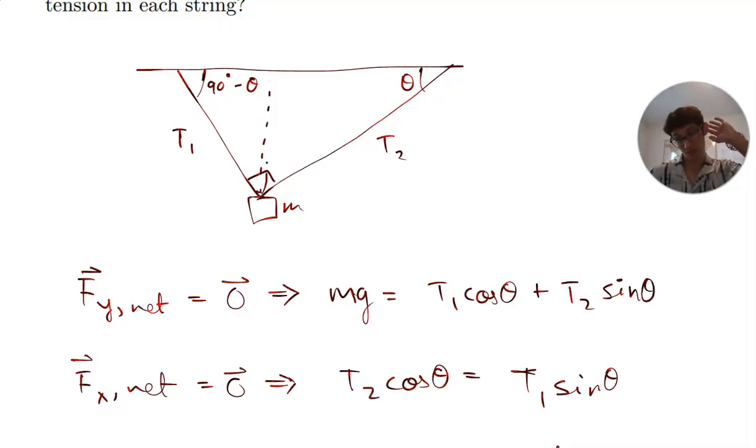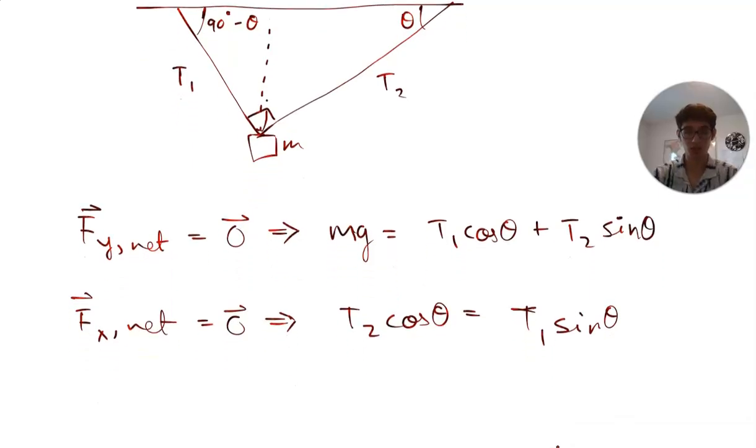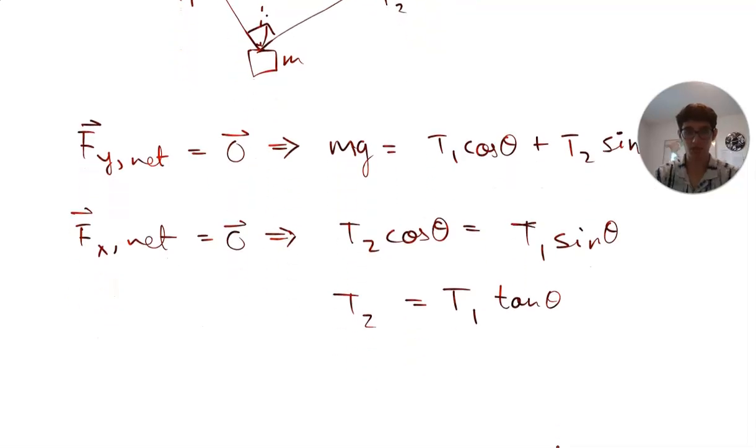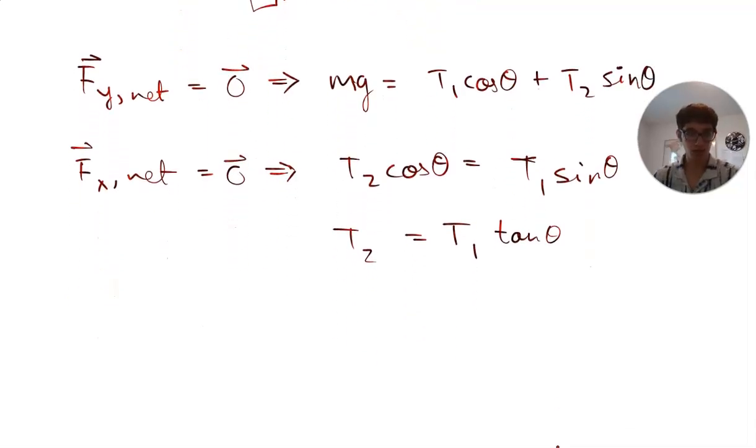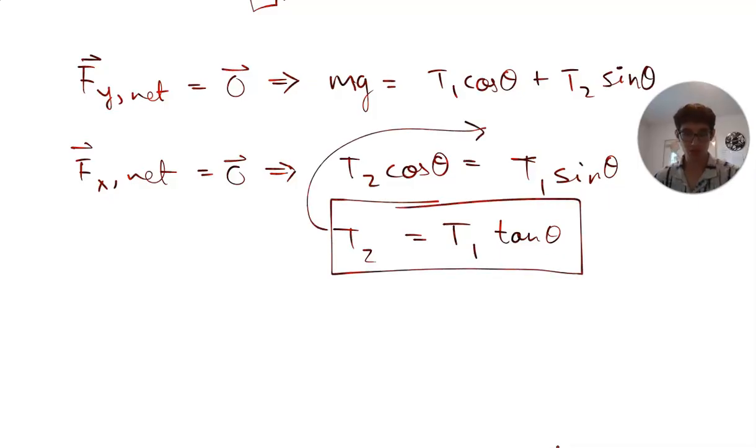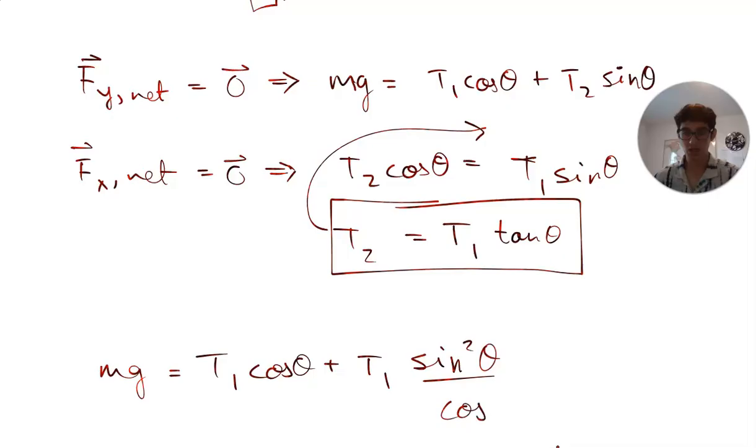Now, let's see. We're given this information, we want to probably just solve for it and see what comes up. So we can just isolate T2 over here. That will be T1 times tan of theta. So we can now plop this in here. And what do we get in doing that? We're going to plug this in here in the first equation. And so we get mg is equal to T1 cosine theta plus, be a little careful with this, it would end up being, I think, T1 sine squared theta over cosine of theta.